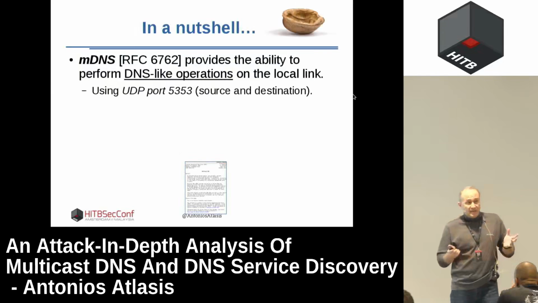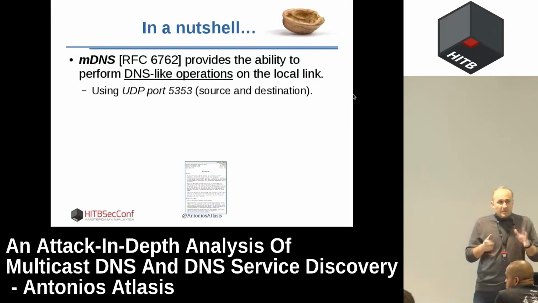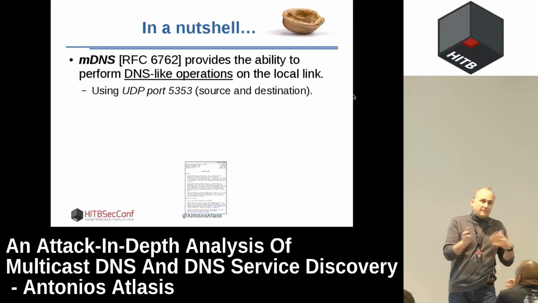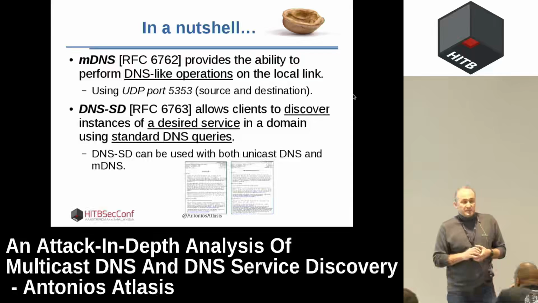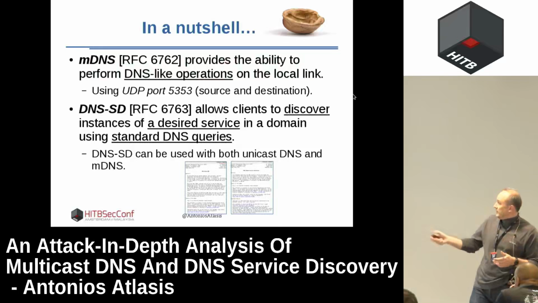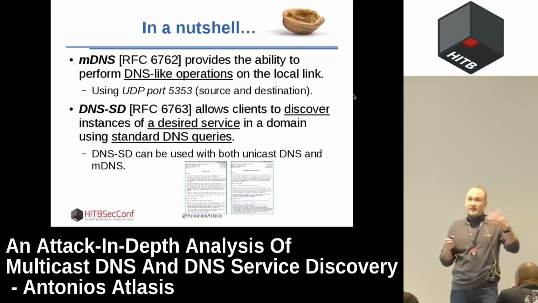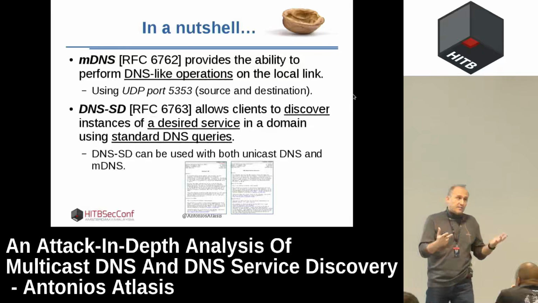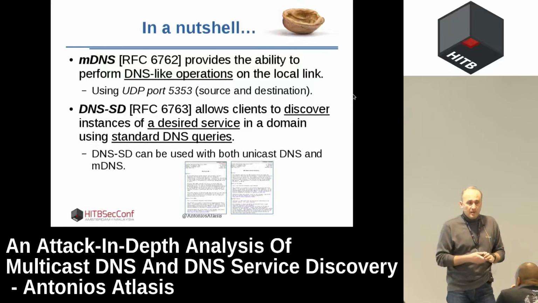In a nutshell, MDNS, which is defined in RFC 6762, provides the ability to perform DNS-like operations, but on the local link. For this purpose, it uses UDP, of course, but instead of the typical port 53 of unicast DNS, it uses port 5353. On the other hand, DNS Service Discovery, defined in RFC 6763, as you can notice from these numbers, they go hand in hand, allows clients to discover instances of a desired service in a specific domain using standard DNS queries. For instance, you are in a network and you're looking for a web server, something that offers HTTP services. We run DNS-SD to provide us with potential instances of web services running over the network.